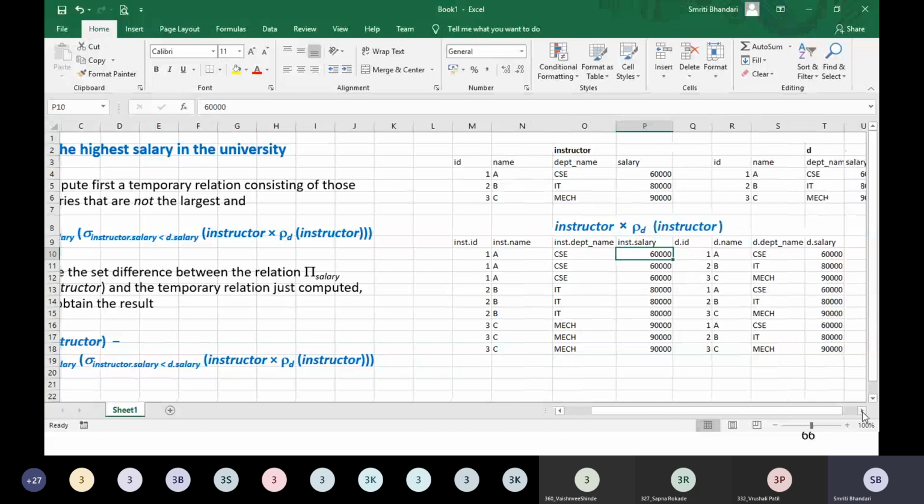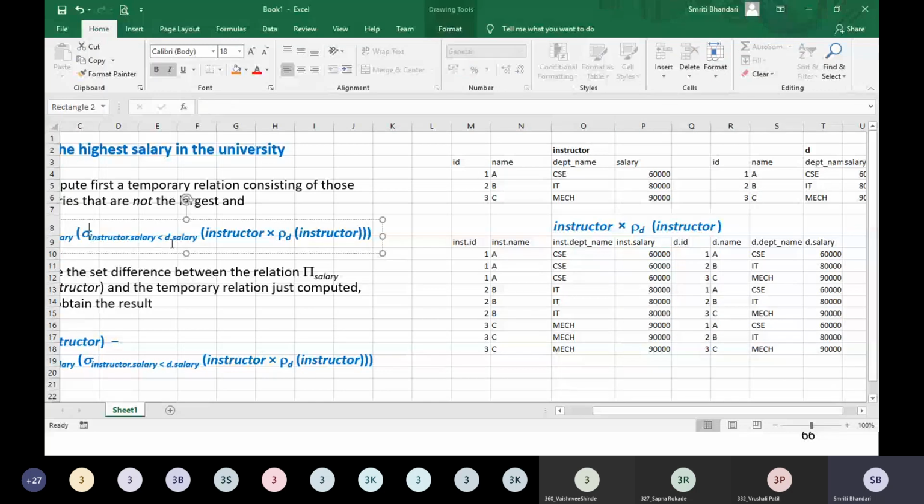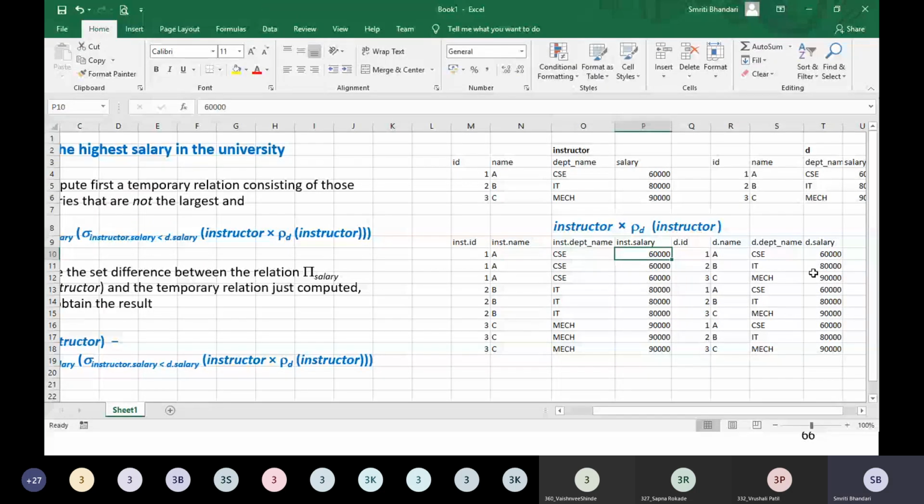Now, what we want to do is, we want to compute a temporary relation consisting of those salaries that are not the largest. So, what we are going to do next is, for this cross product now, we are going to impose the condition that instructor.salary is less than D.salary. So, instructor.salary is this column and D.salary is this column. So, we are going to compare these two values and we are going to extract only those tuples out of this relation that satisfy this condition.